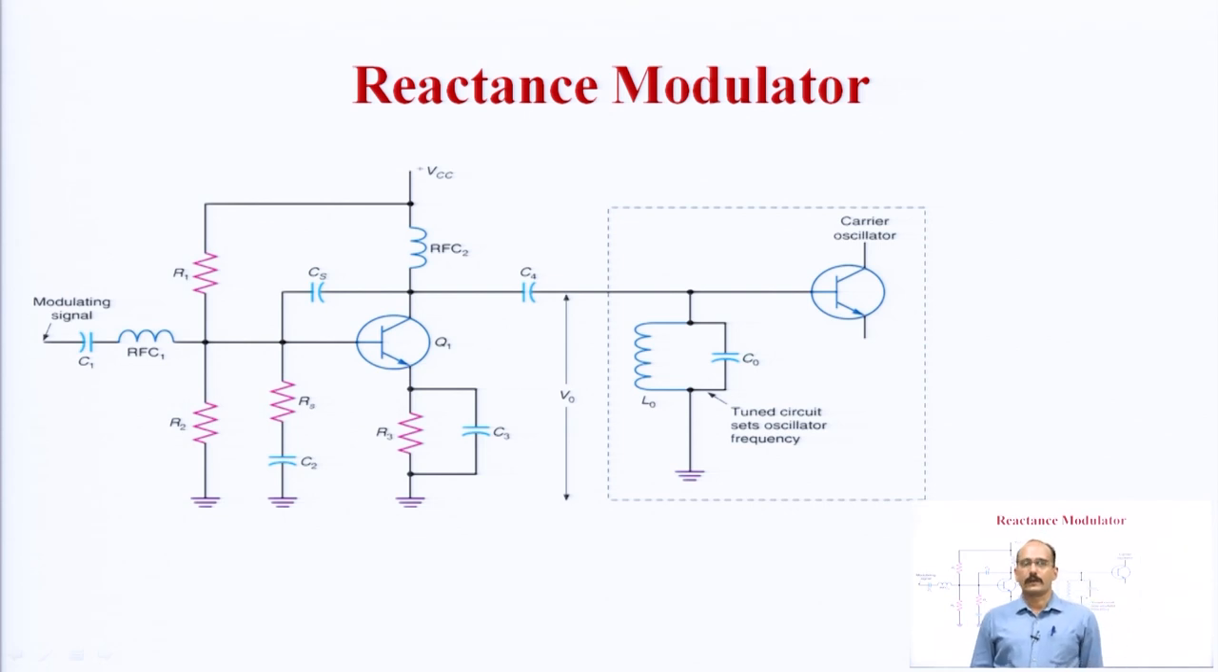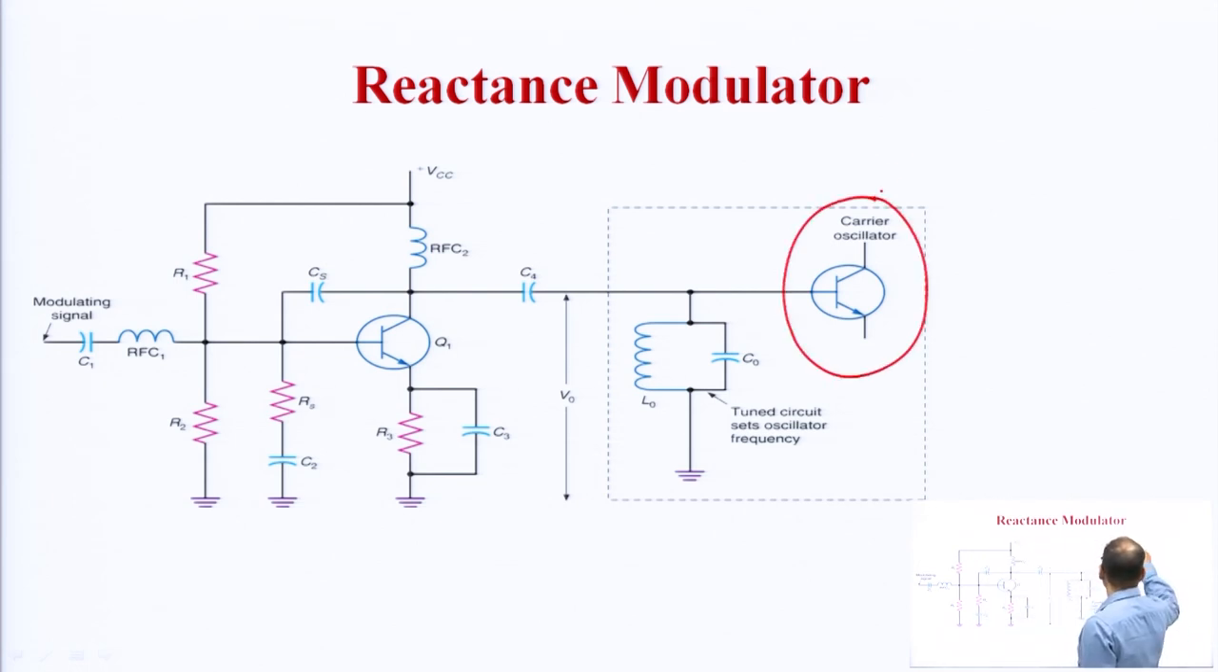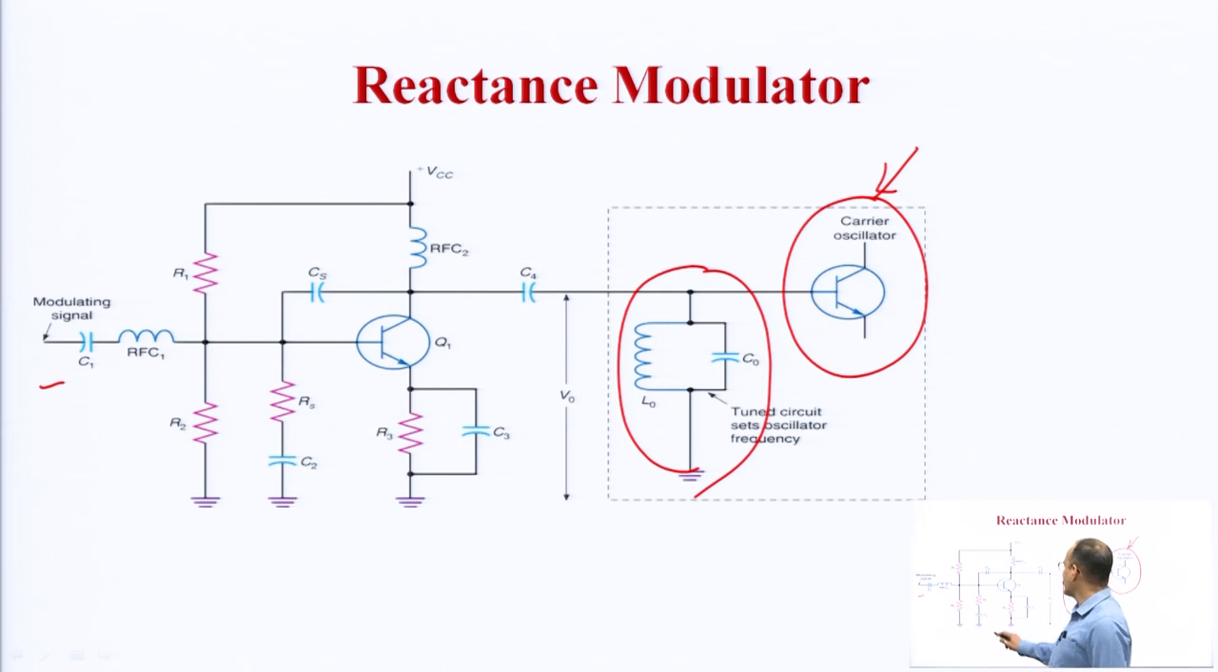Then the reactance modulator. In the previous one we were talking about capacitance variation, but in this particular part we are going to change the reactance value. In this circuit you can see that a carrier oscillator is placed here, generating the carrier frequency. Here is a tuned circuit which sets the carrier frequency as per the requirement. Modulating signal is coming from here, and this is an amplifier circuit, and combined we get the FM output from this place. That is, we are getting the frequency modulated signal from here.